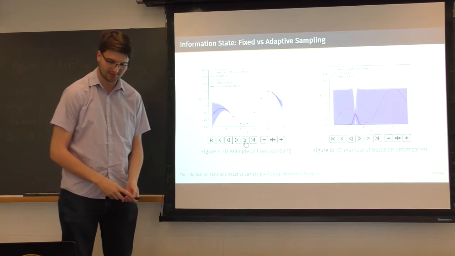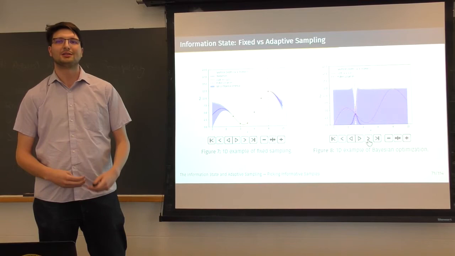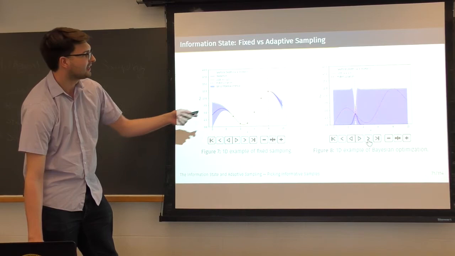If we use the algorithm that Rajat just described in the previous slide, where we now sample wherever the maximum of the acquisition function is, then our first sample is going to be at one of these two peaks. In those two locations.